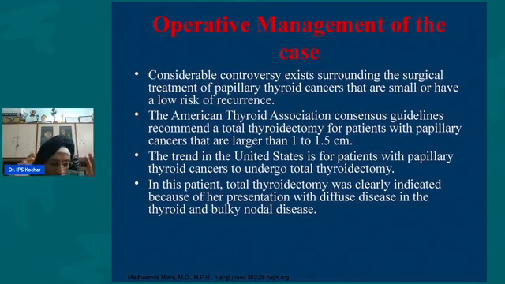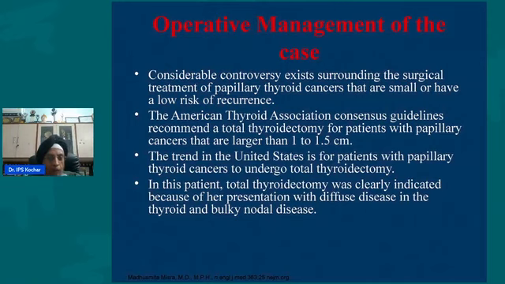Now there is a lot of controversy regarding the surgical treatment of papillary thyroid carcinomas which are very small and have low recurrence. So the American Thyroid Association recommends that you do surgery in those patients whose tumors are larger than 1 to 1.5 centimeters, so do a total thyroidectomy in them. The trend in the USA, especially with patients with papillary thyroid carcinoma, is to undergo total thyroidectomy.